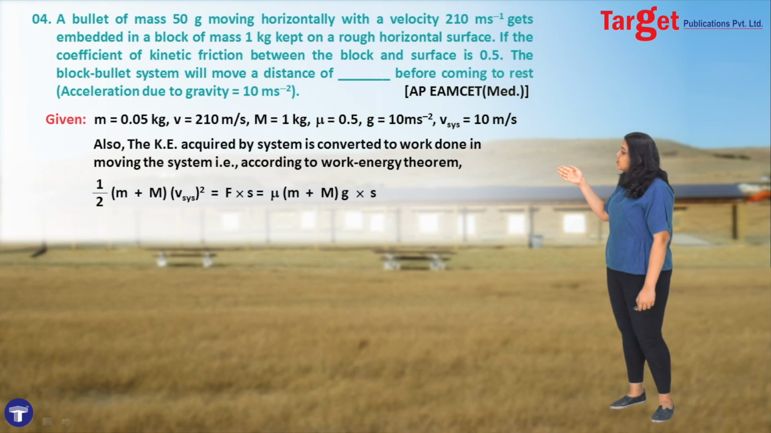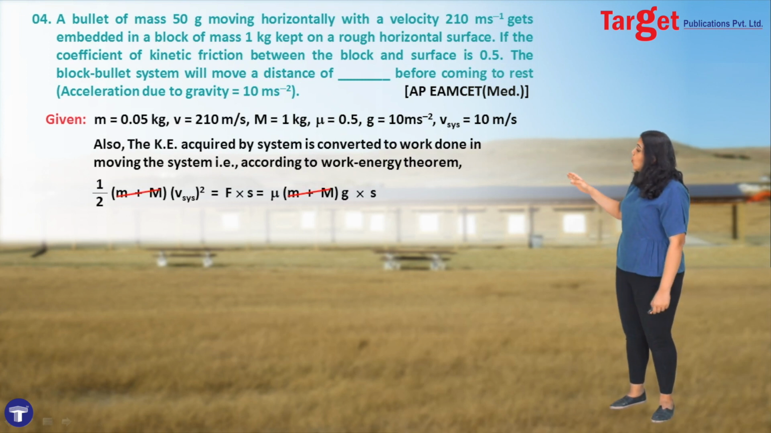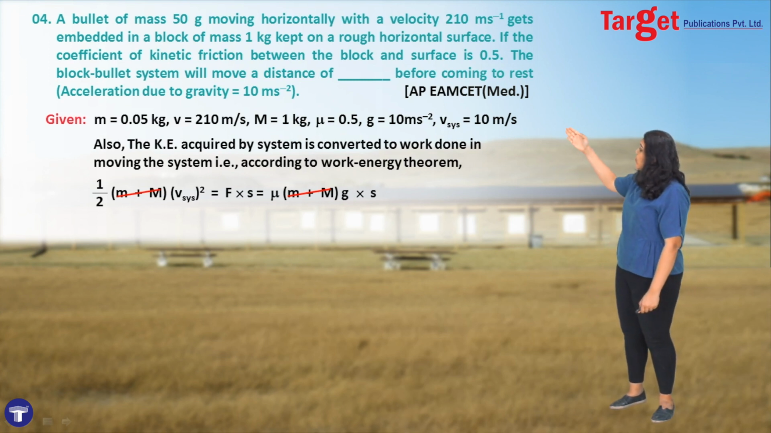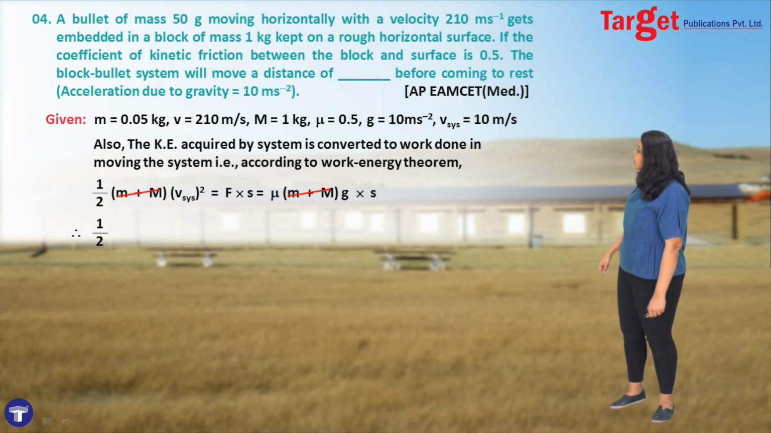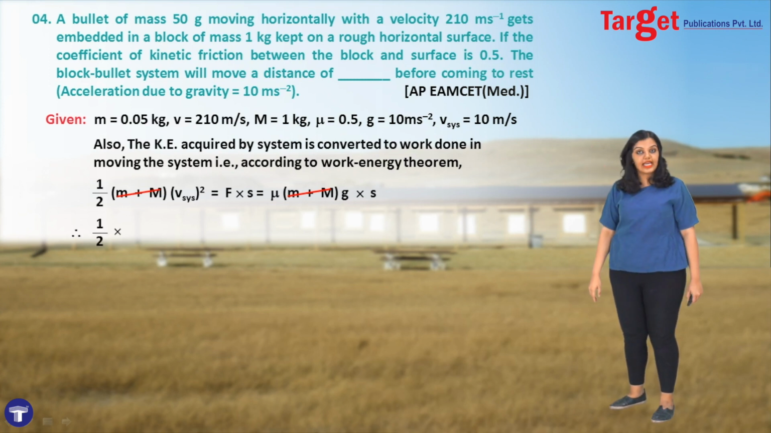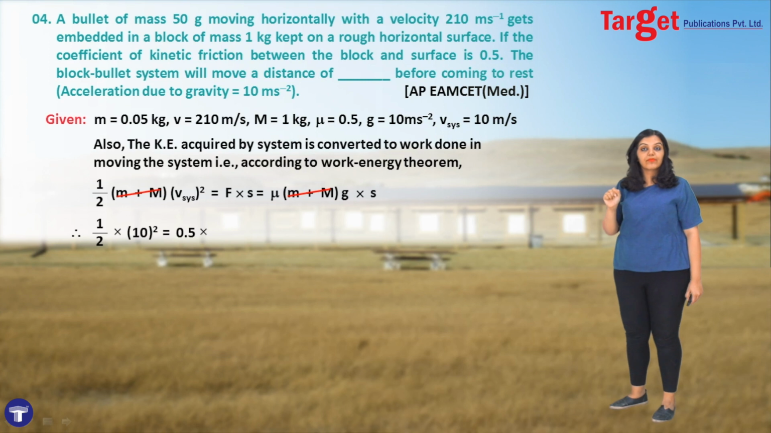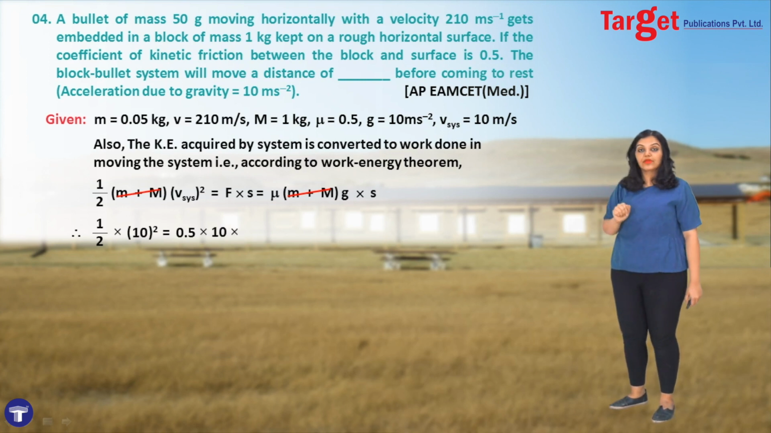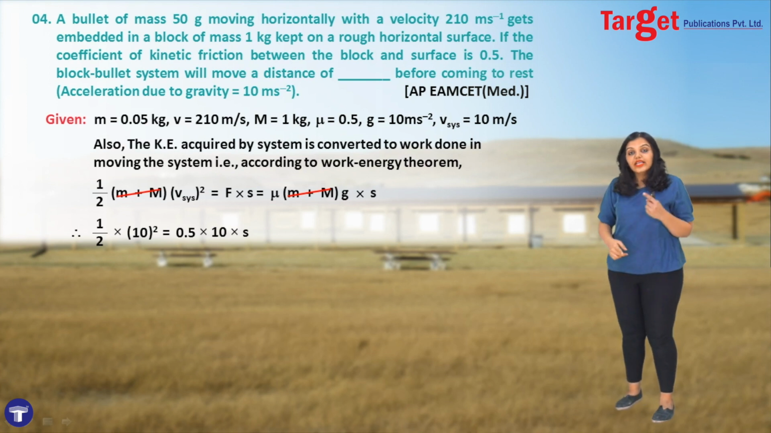Now it's very easy to see that I will cancel out small m plus capital M, and now I will apply the values that I know. I will bring down from my table all the given data. So what I have here is half into system velocity, which we know is 10, squared, is equal to mu, which is 0.5, into g, which is 10, multiplied by S, and S is what we have to find.